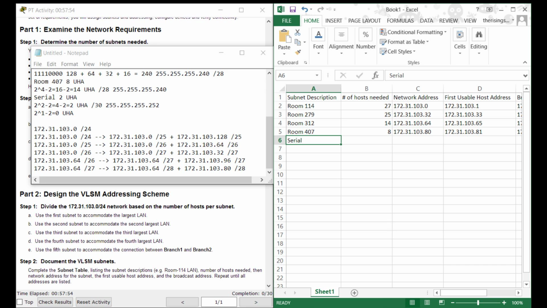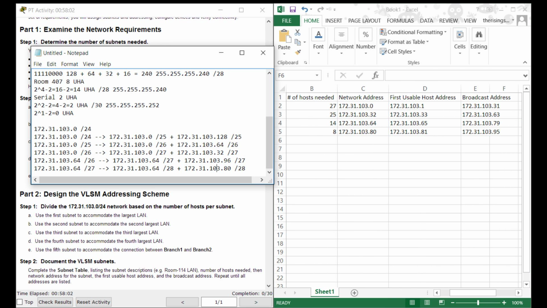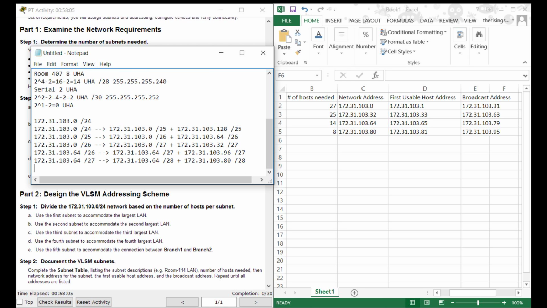And finally, for the serial link, we are going to go back to this network, and we're going to subnet it so that it becomes a /30 network. Plus 172.31.103. 96, 128, 32, 16, 112/28.